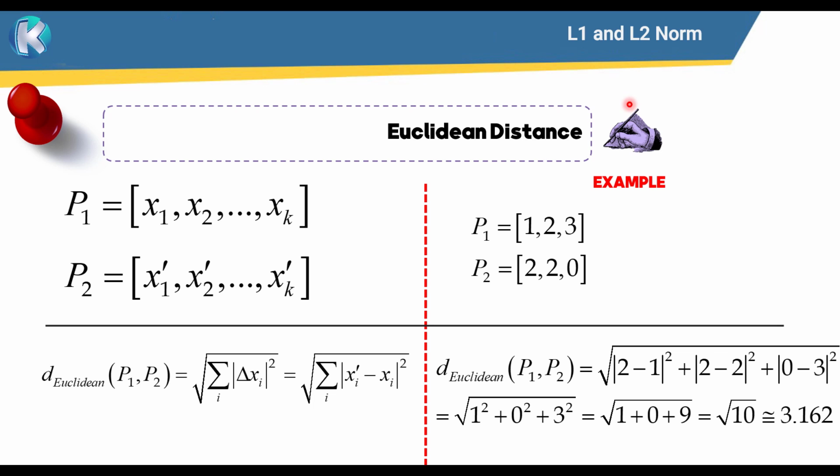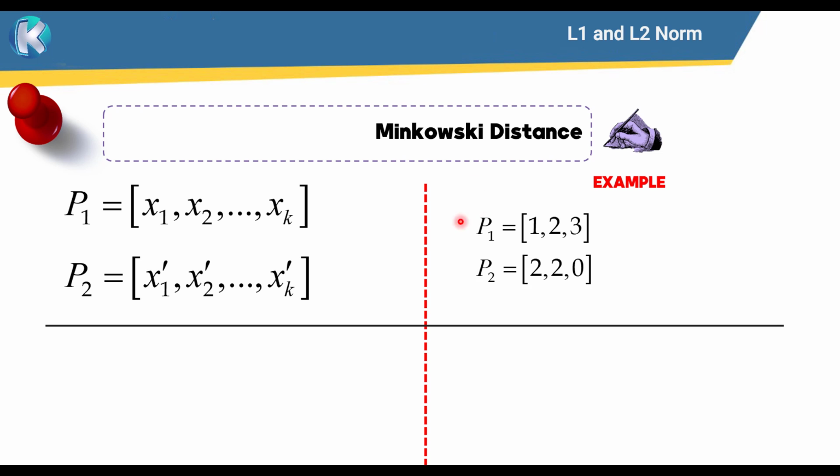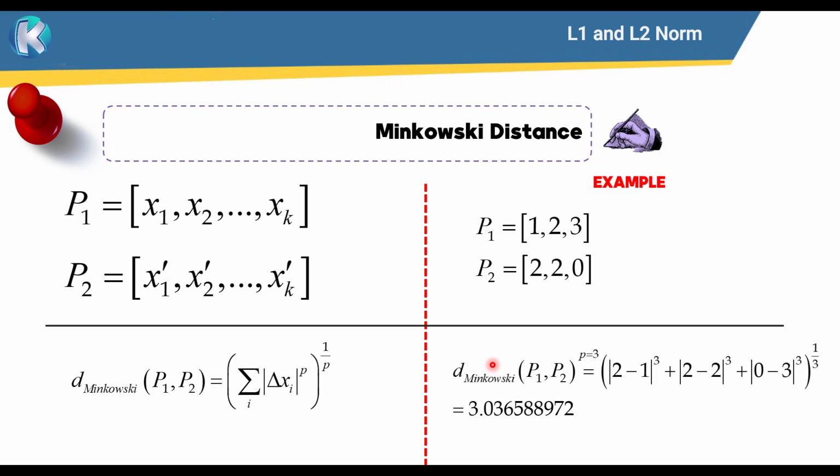And also we can generalize this type of distances, and we can define something called Minkowski distance, which is equal to the summation of the absolute value of delta xi to the power of p, and the whole term to the power of 1 divided by p. So this is called the Minkowski distance, or sometimes called the norm p distance.